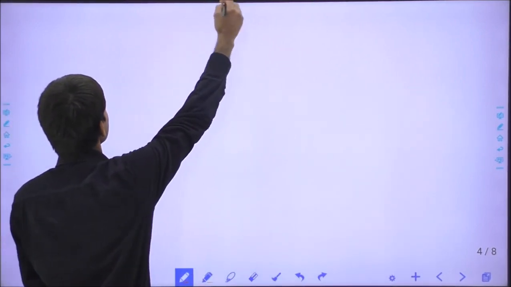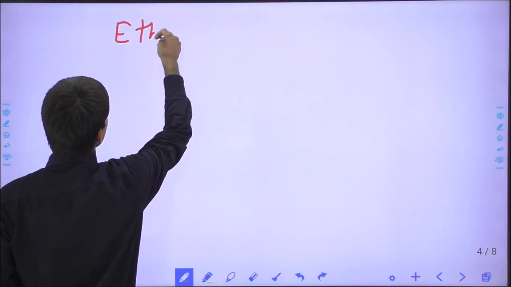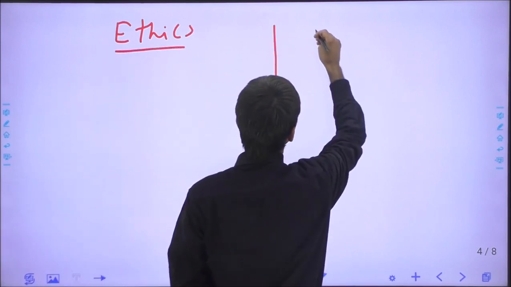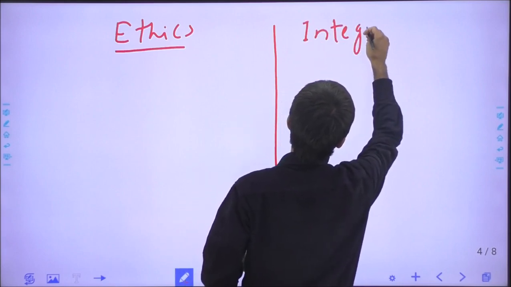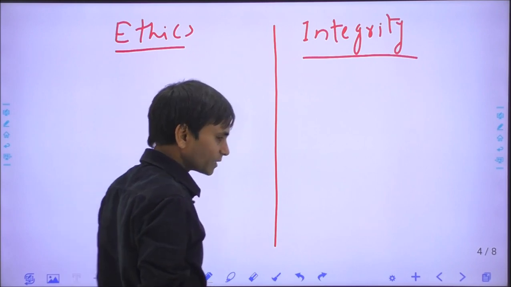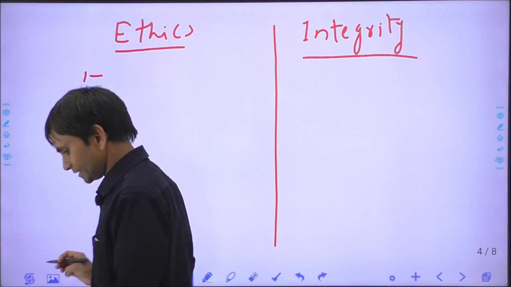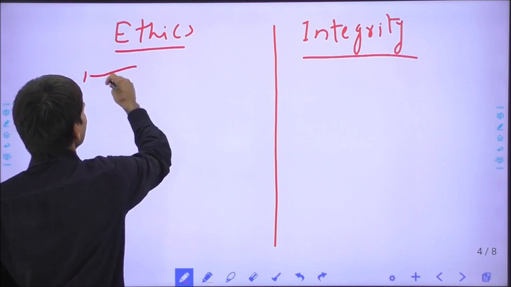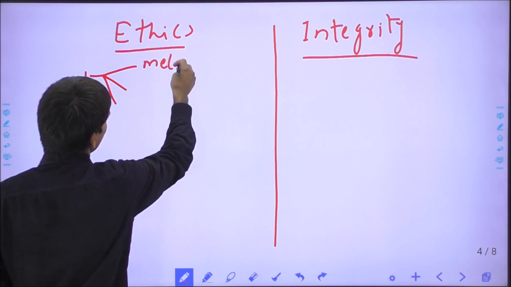Now the next, here I will discuss two important parts. One is ethics, the different dimensions of ethics, and second is integrity. Ethics and integrity: what is the relationship between them? Ethics is mainly considered as meta ethics, normative ethics, and applied ethics. This is the theoretical aspect only.